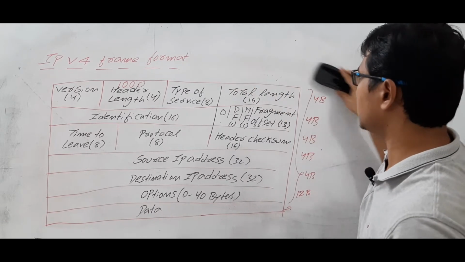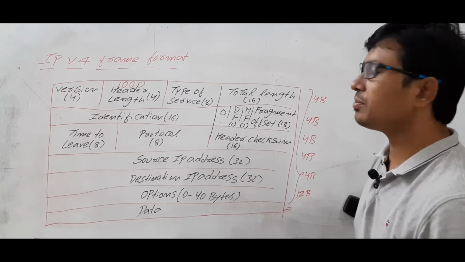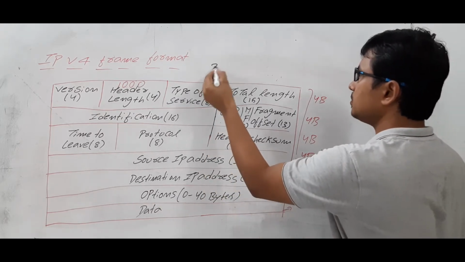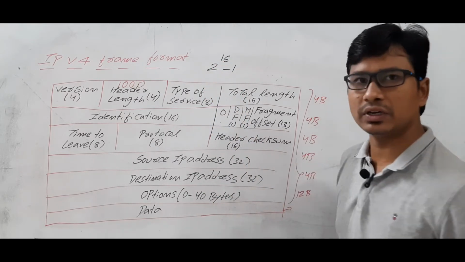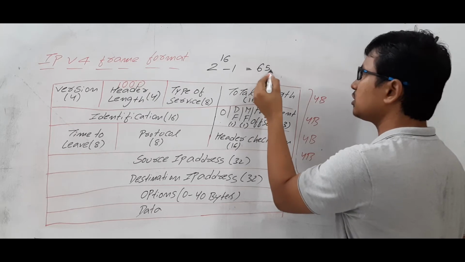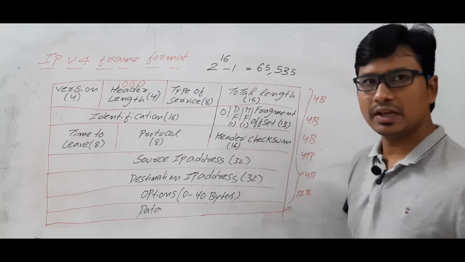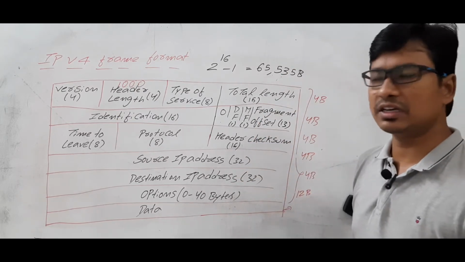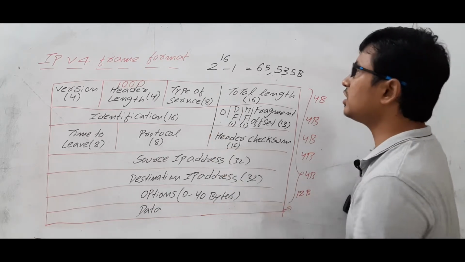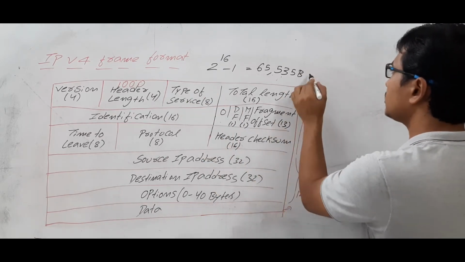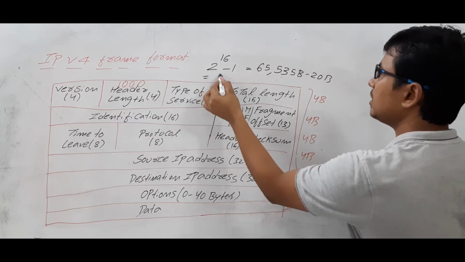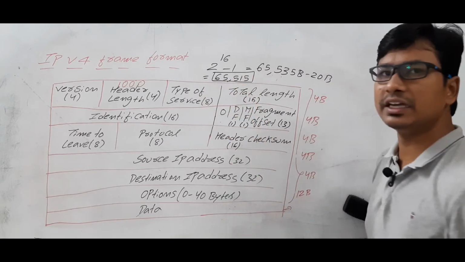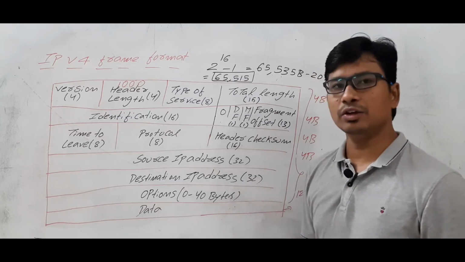Now you can ask me the question, sir, as it is 16 bits, what is the maximum number I can keep? 16 ones I can keep. If I keep 16 ones, the decimal number if I convert, 2 power 16 minus 1, which is equal to 65,535. Am I right? 65,535 bytes I can keep. Is it clear? Are you able to understand it or not? So out of that, if I remove the minimum length of the header, which is 20 bytes, I can keep the data as 65,515 bytes of data in the data field.